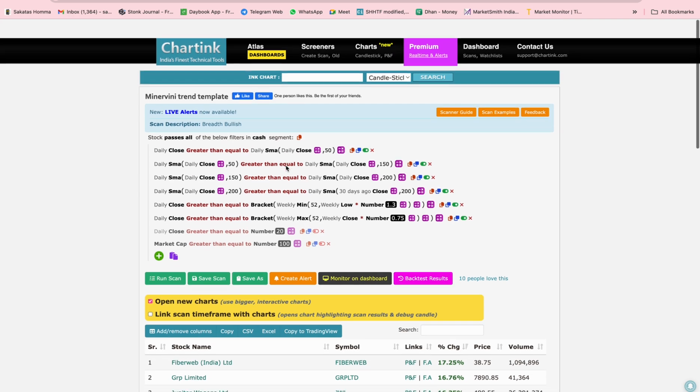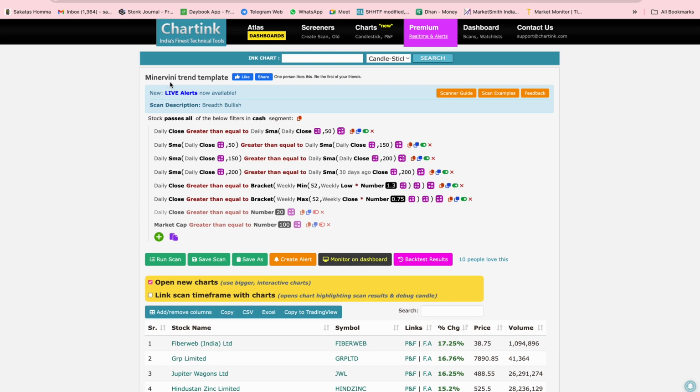Okay, so I have a Mark Minervini scanner, which is the Minervini trend template. According to him, a trending stock is basically anything which is above the 50 DMA, 150 and 200, and the 50 is trending above the 150, the 150 is trending above the 200, and the 200 is trending above its 30-day ago 200. Okay, and a couple of things.